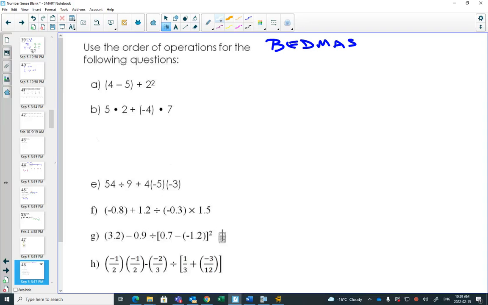Not sure. Then do we have any exponents? No. Do we have any dividing? No. First thing we have is multiplying. You see it multiplying in 2 places. So you could do the 5 times 2.